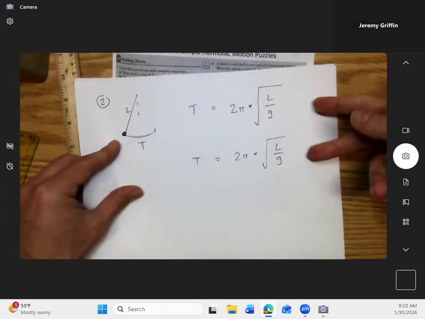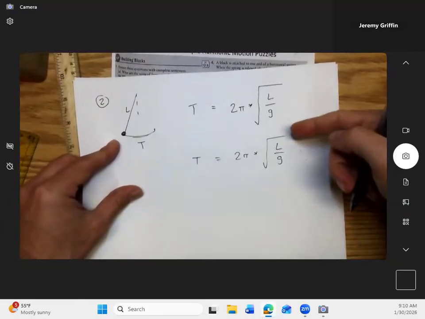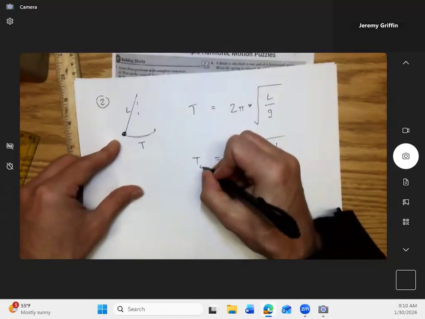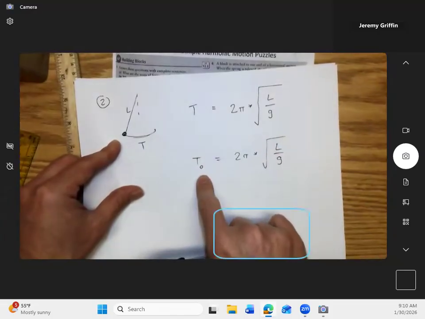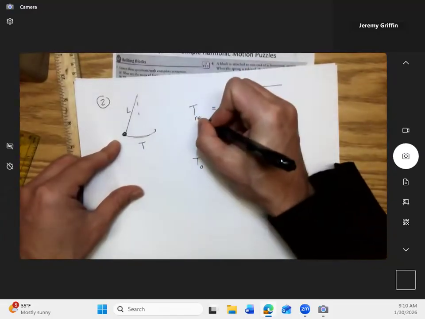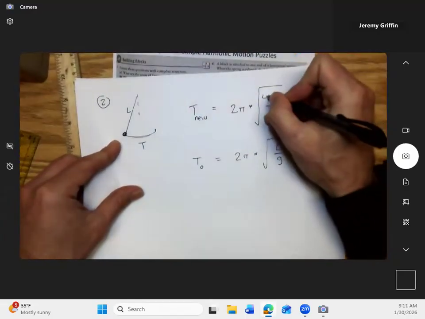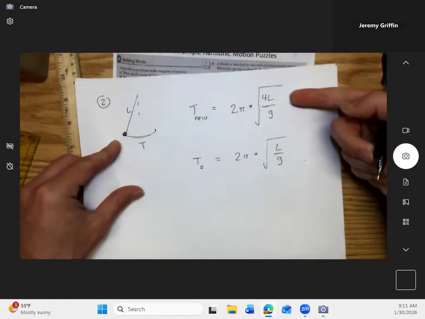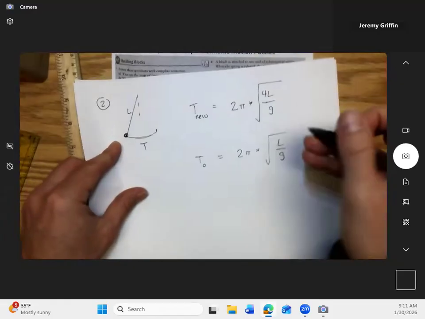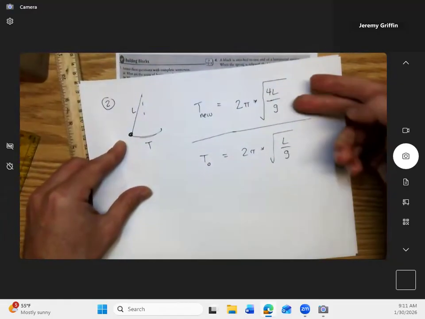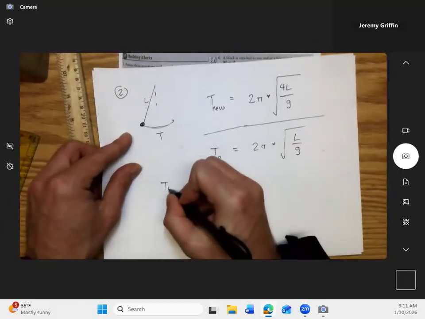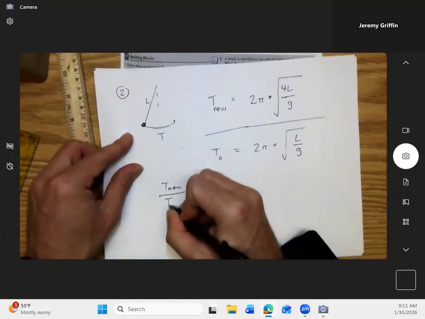Here's what I'm gonna do. I'm gonna say this is the original down here. Guys, that's the original now. And we'll make this the new time period. But for the new time period, I'm gonna slap a 4 on that L. So make it 4L. You guys do the same thing? Now if you divide one by the other, what's T new compared to T original?